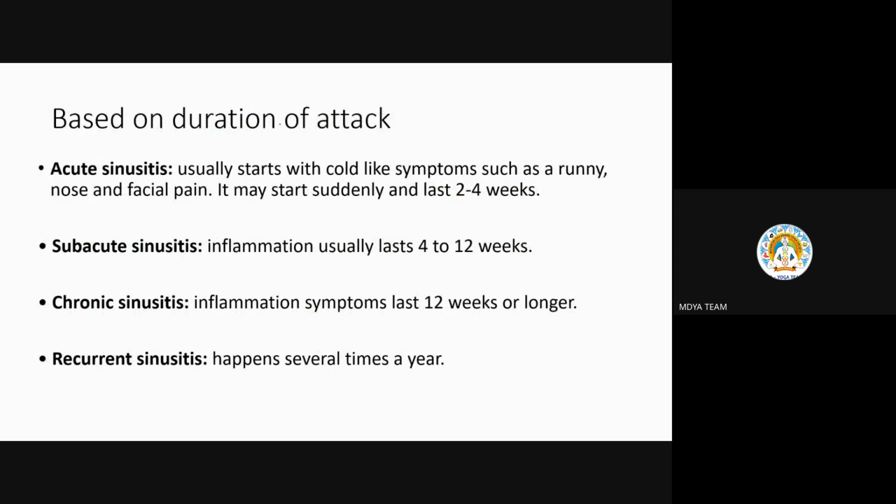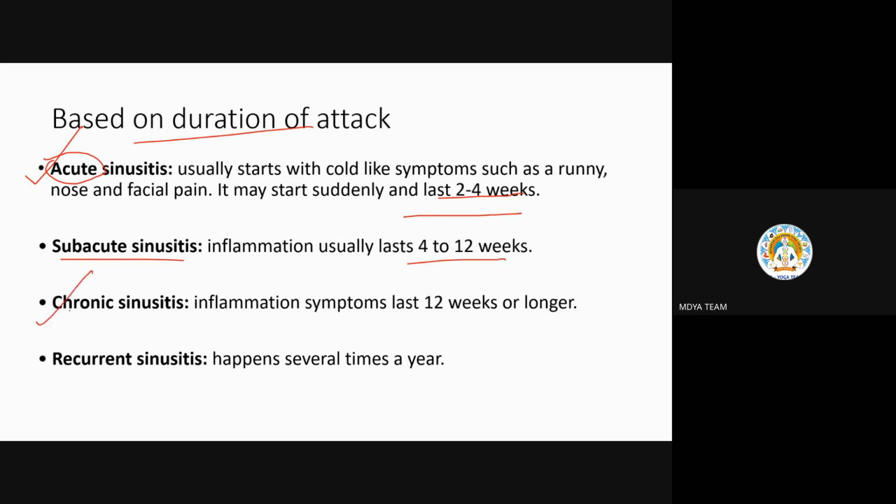Now, based on the duration of the attack, how much time it is attacking. Acute sinusitis, with the name itself, is very simple, something which is for a short period of time. It usually starts with cold-like symptoms, a normal cold or runny nose, facial pains, pressure in your eyes and ears. It starts suddenly and lasts for 2 to 4 weeks. The thing you have to learn here is that acute sinusitis lasts for 2 to 4 weeks. Subacute sinusitis lasts for 4 to 12 weeks. This is only the short notes you should have in your notebooks; no need to write everything as whole notes.